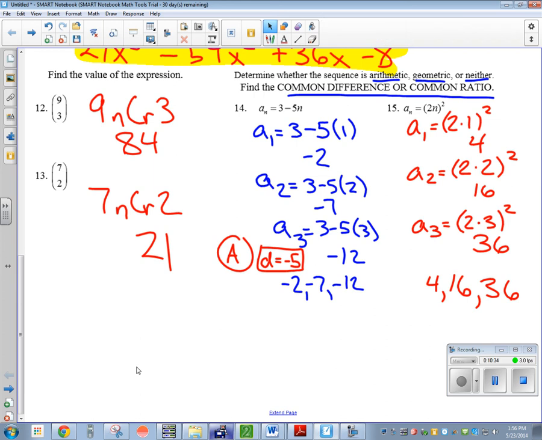I'm not adding the same thing. I'm not multiplying by the same thing. So this pattern is a neither pattern. There is no pattern to that one.